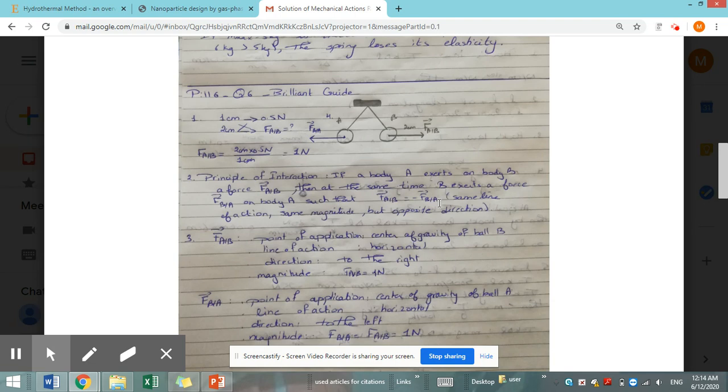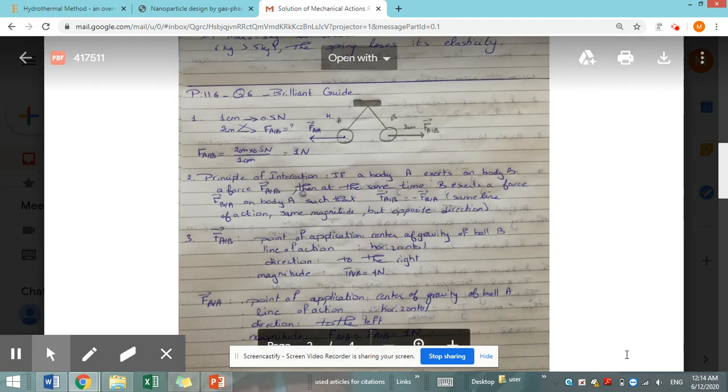So for part 3, indicate the characteristics of the forces of interaction between the two balls. Point of application: as long as we're talking about electric force and repulsion, this is a force acting at a distance. So the interaction is taking place at a distance, and the point of application is the center of gravity. FA on B: we have to look at what is happening to B. B is being repelled to the right. So the point of application is the center of gravity of the ball B, line of action horizontal, direction to the right, and the magnitude is 1 Newton, already calculated in part 1.